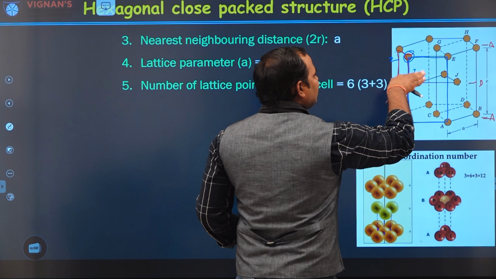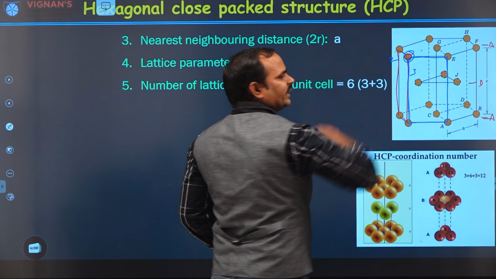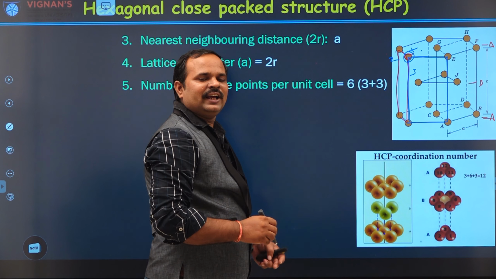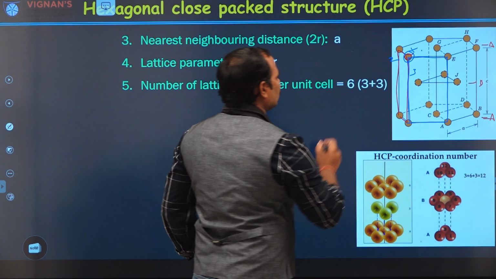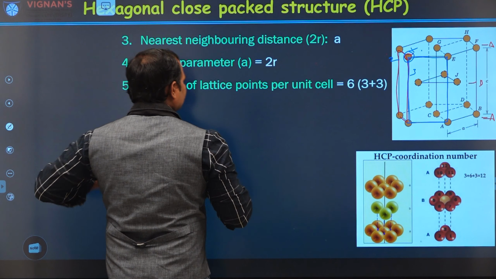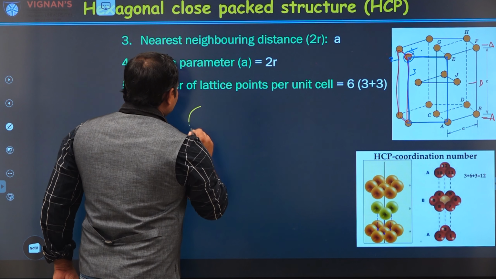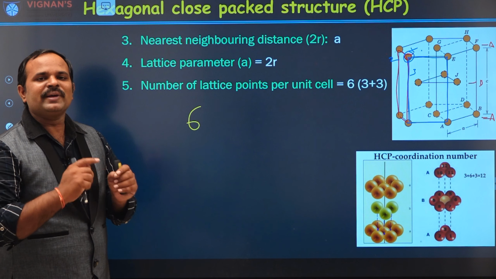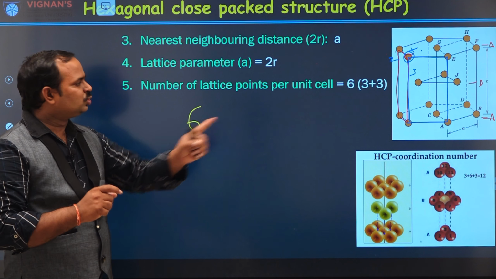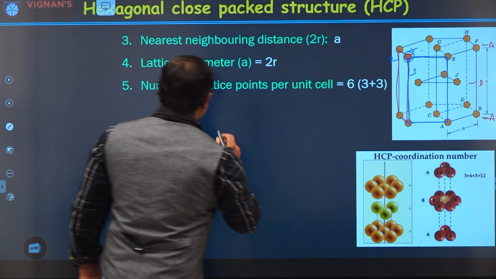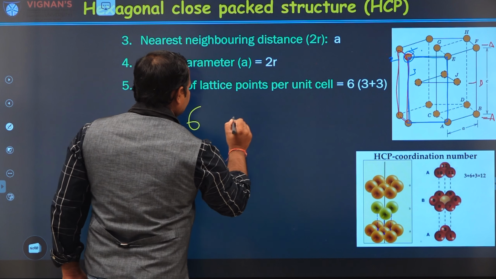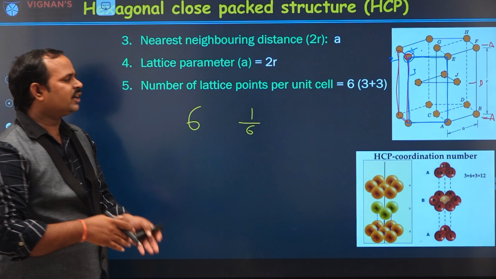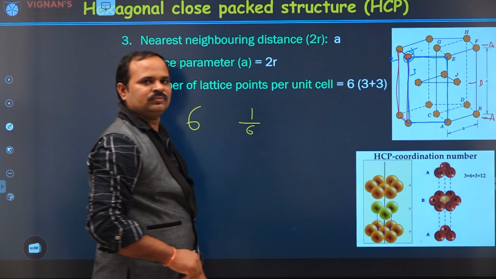Similarly, we can also keep 3 more hexagons on the top side. That means this atom is in contact with 6 hexagons. So each atom is in contact with 6 hexagonal close packed structures. So the contribution of one atom to one hexagon is 1 by 6. 1 by 6th part of the atom will contribute to one hexagon.